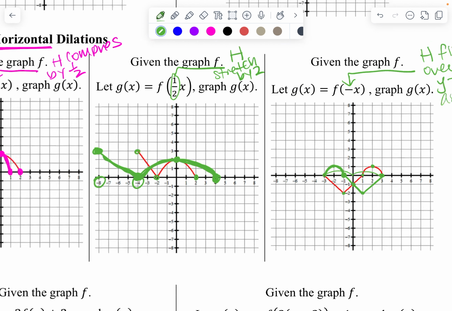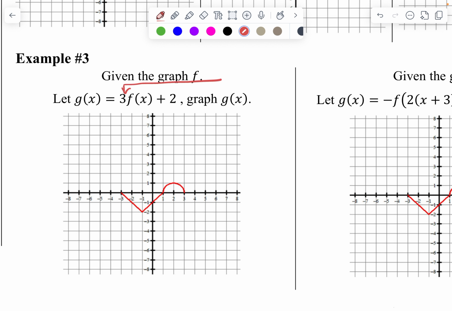All right, let's look at this next one. So given the example, we've got a couple of different transformations here. I see this one here is outside the function, so it's going to be a vertical. This is multiplying, so it's a stretch by 3. Remember, it's outside the parentheses, so we can trust it. We're not going to change that number. So we're going to vertically change everything by 3.